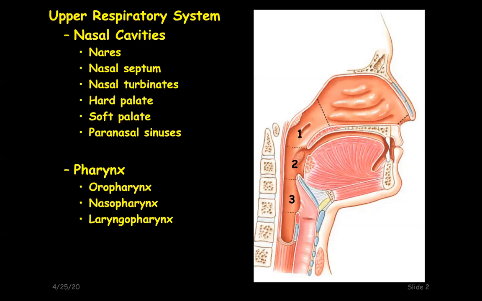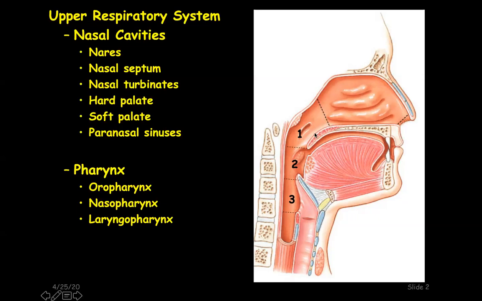Also visible in this section is the hard palate. The hard palate is the anterior floor of the nasal cavity. It separates the oral and the nasal cavities. It's made of the maxilla and the palatine bones.